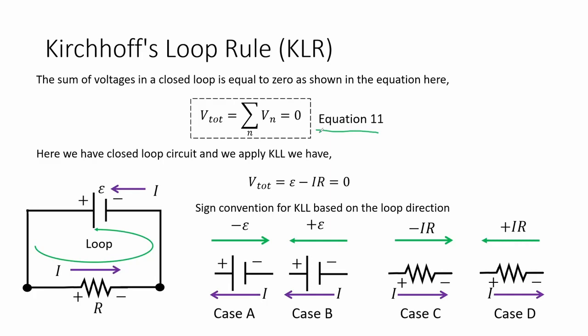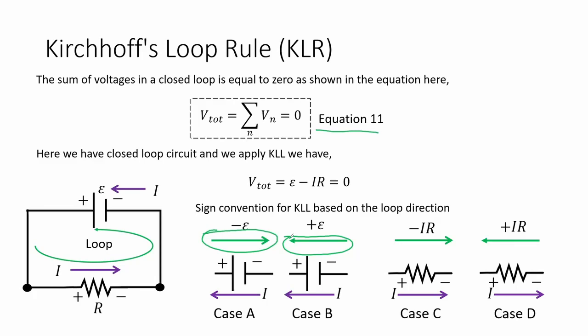Here we have 4 cases. For case A, when the direction of the loop is moving from the positive to the negative terminal, the EMF has a negative value. For case B, when the direction of the loop is moving from the negative to the positive terminal, the EMF is positive.